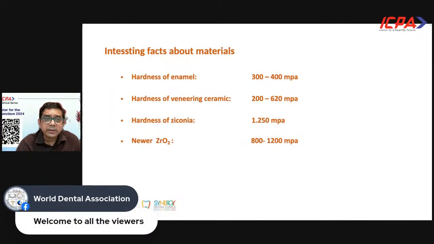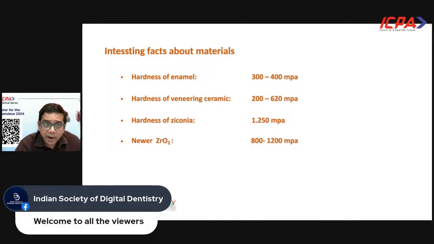So what are the interesting facts about the materials that we are using nowadays, that are digital materials? I'm not talking about PFM. PFM is a material of the past. Anything that is casted or pressed was used some 5 to 7 years back. If you all are not using it, you are behind time. You should start relying on digital materials, not only for cost purposes, but for better aesthetics, for better function.